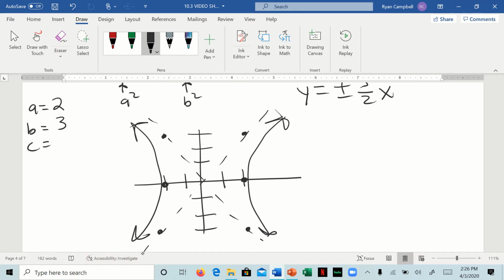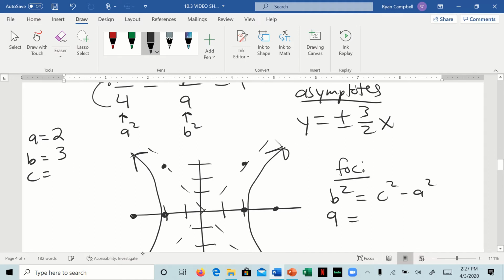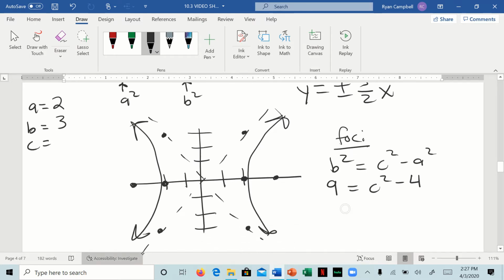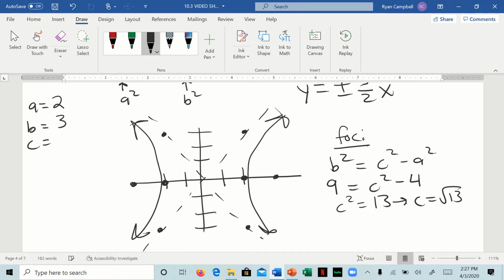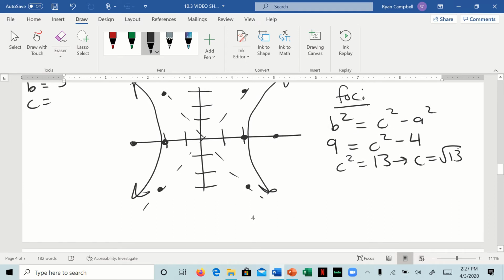Last thing we got to find are the foci. So remember, for the hyperbola, the foci are further away, right? So that's going to be c squared equals a squared plus b squared. So we said b squared was 9, a squared was 4. So then that means c squared is 13, which means c is the square root of 13, because it's positive. So since a is on the x-axis, the foci are going to be plus or minus the square root of 13, 0.